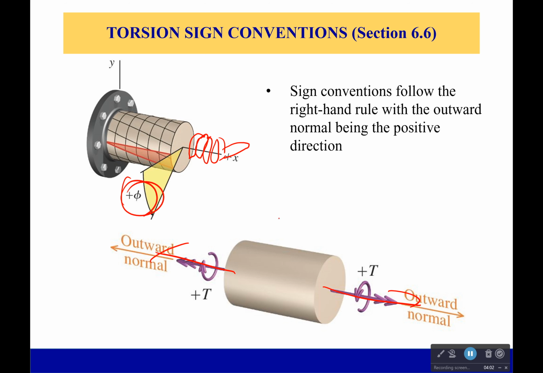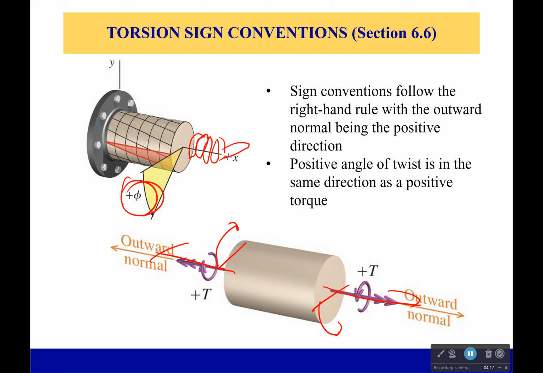So it also tells me that for my angle of twist, while down is positive on this side, up, but it's hard to show, would be positive on that side. It's going to be based on what side you're looking at too. But that right hand rule will help you get through it. Now, the thing about this is that a positive angle of twist is in the same direction as a positive torque. So if you know how to do the torque properly, you should know how to do the angle of twist properly.